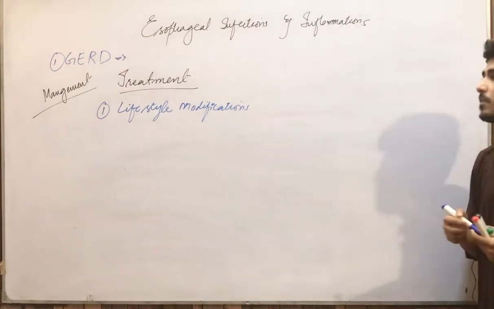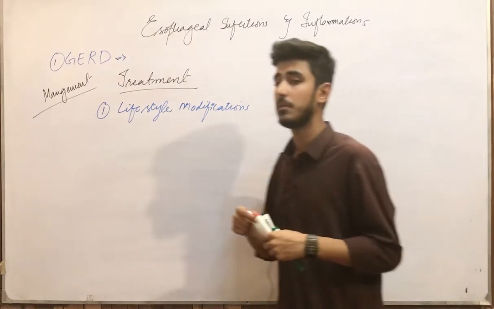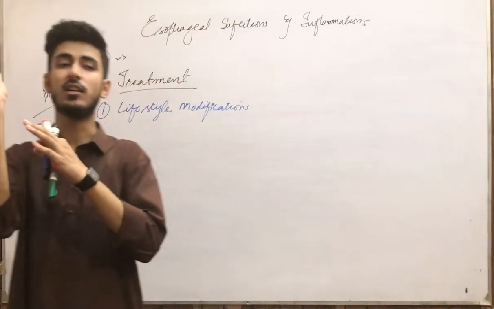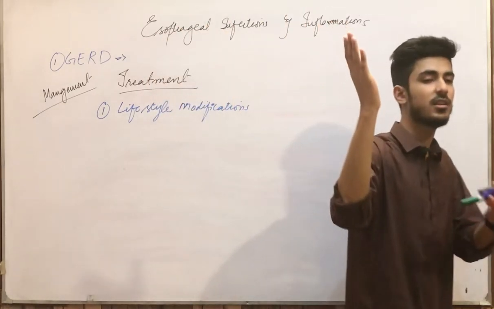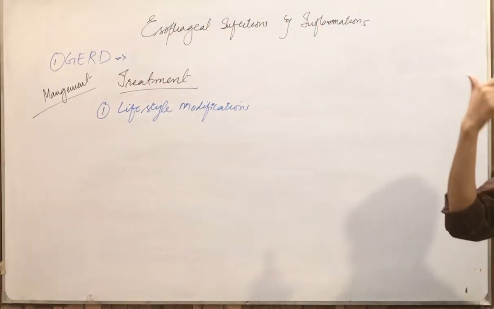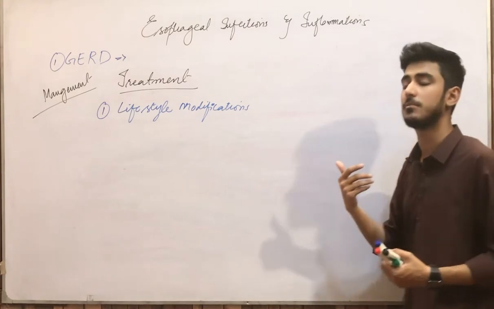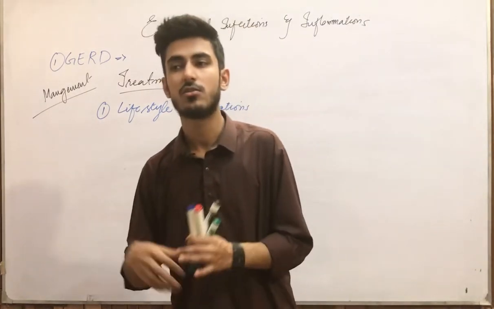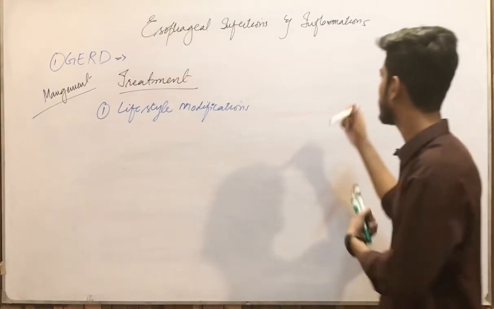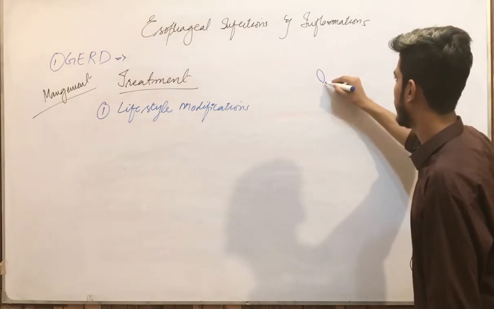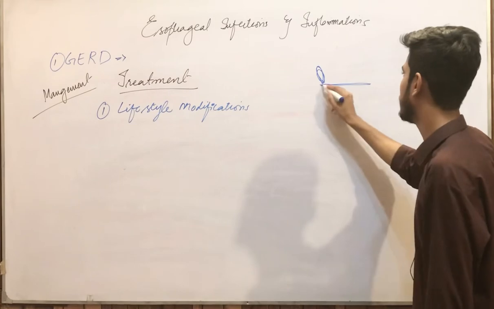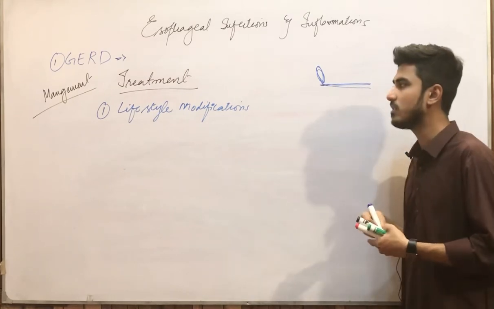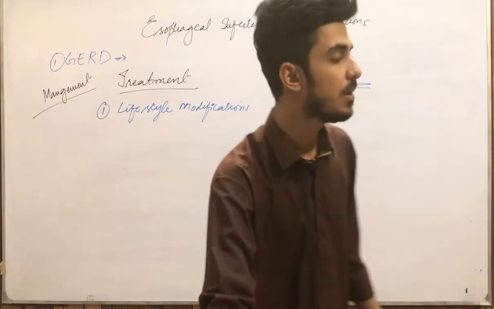Clear? And you have to tell the patient that he must keep his head in the upright position, or his head must be in a higher position than his body, so that the contents may not reflux backward due to gravity. Clear? So the head must be in this position, and the patient must lie in this position. This is your head and this is your body, so the head must be in this position and the body in this position. Clear? So these are the lifestyle modifications in the patient.